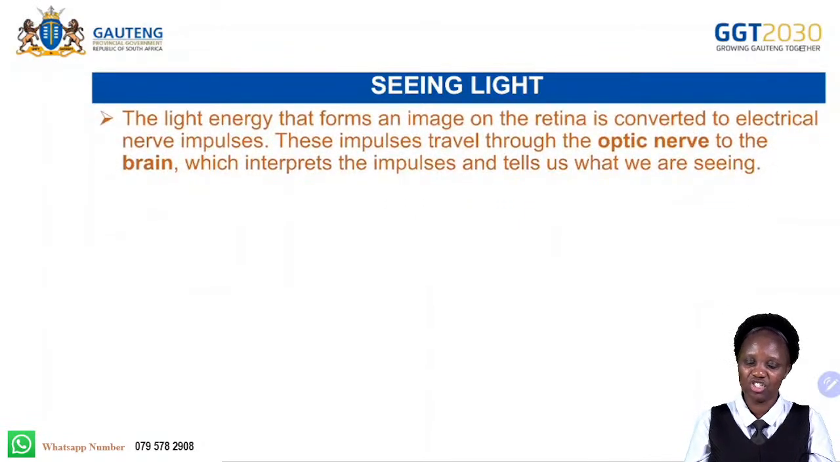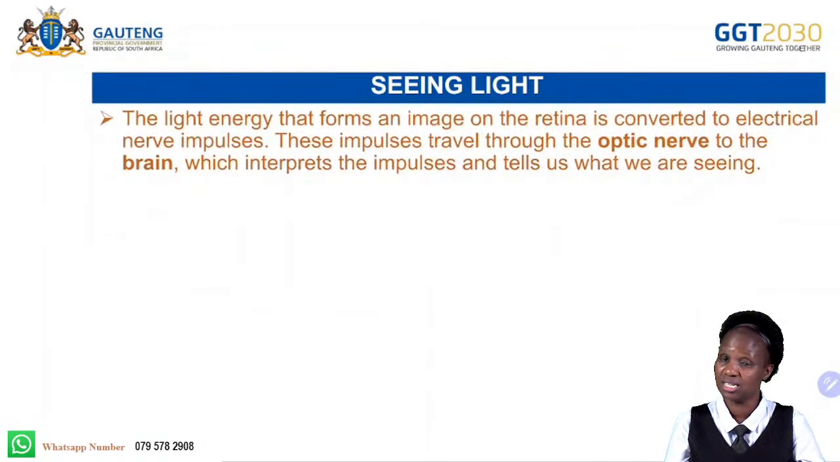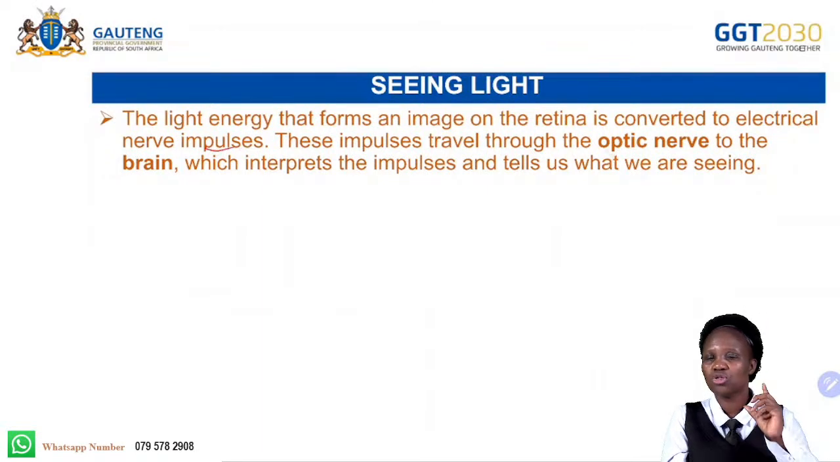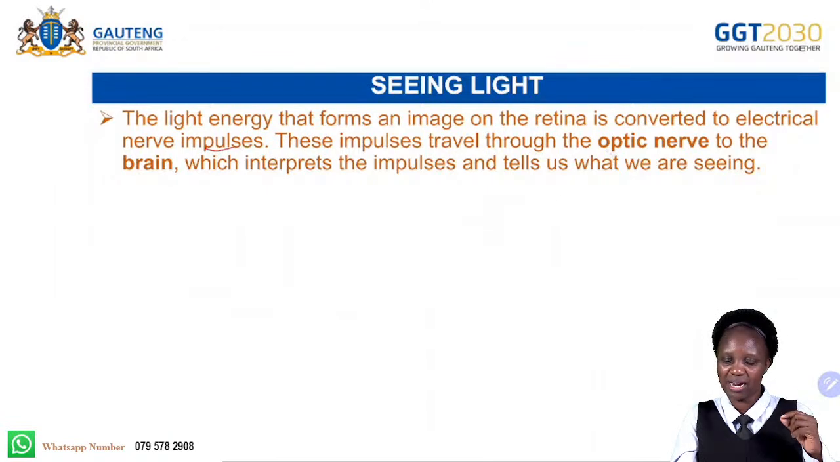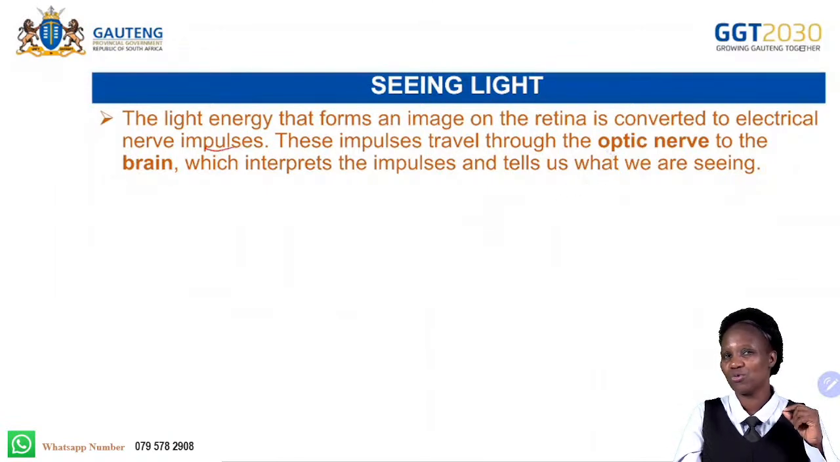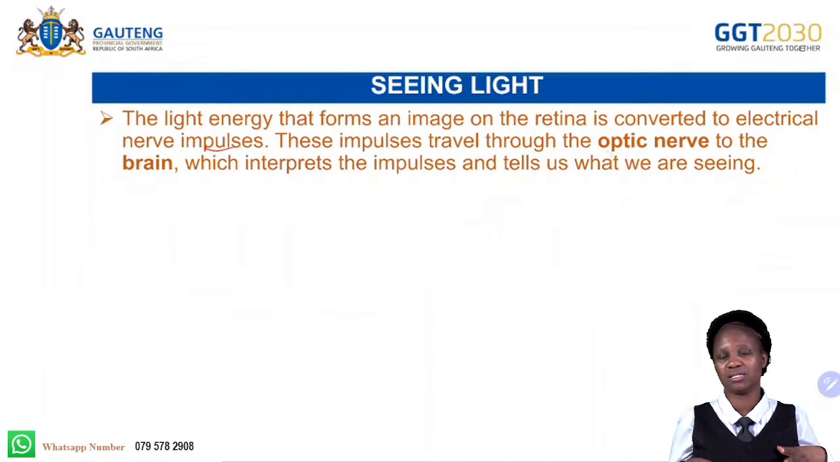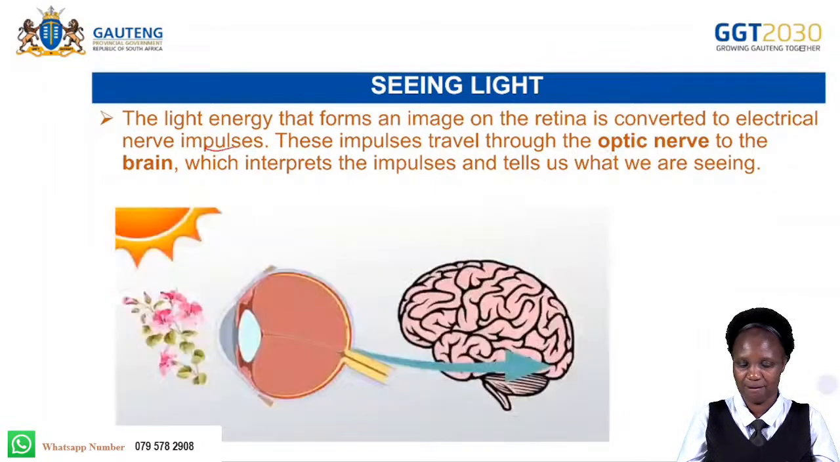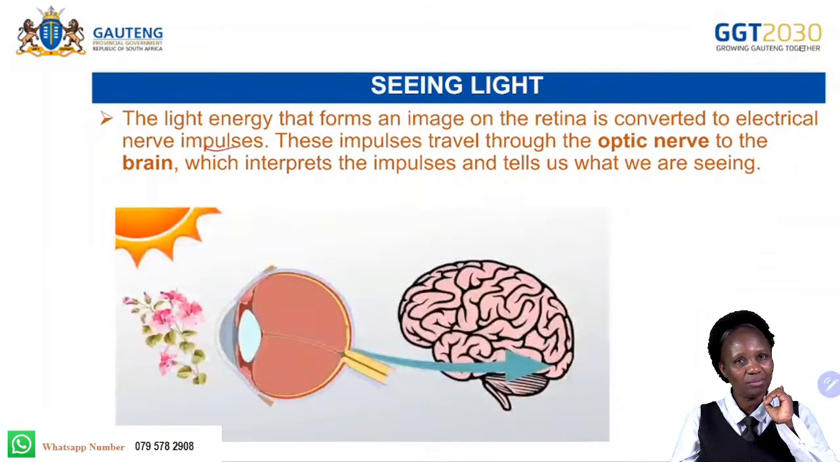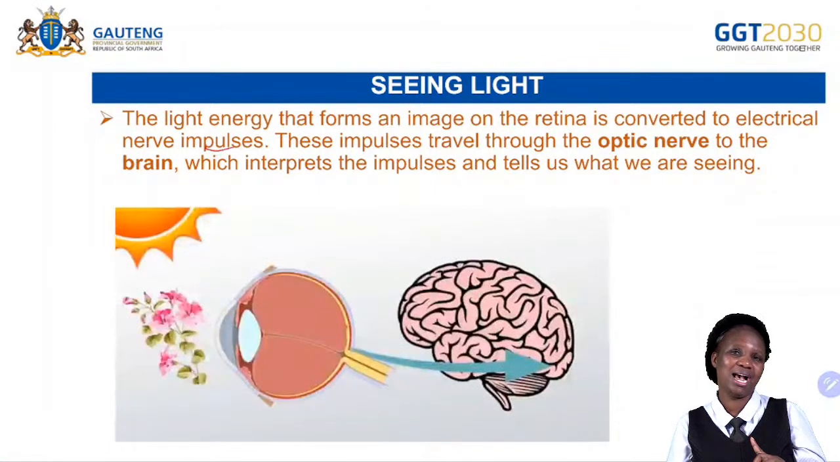The light energy that forms an image on the retina is converted to electrical nerve impulses. These impulses travel through the optic nerve to the brain, which interprets the impulses and tells us what we are seeing. That's why in the classroom we are seeing different objects and different colors. It is because of this process. Okay. We only see this because light enters our eyes.